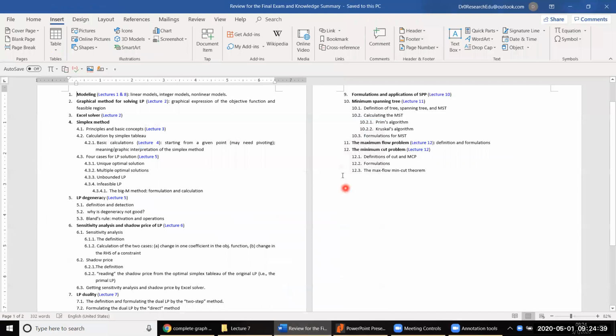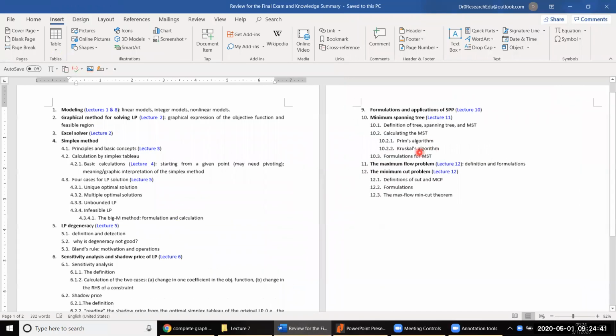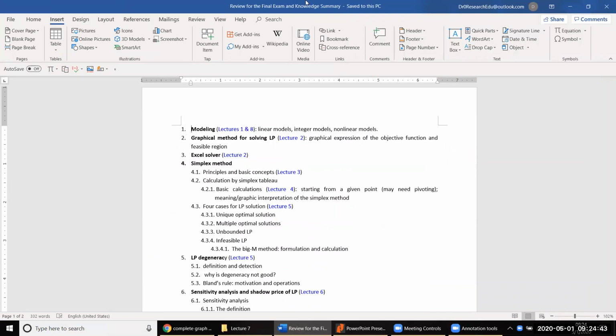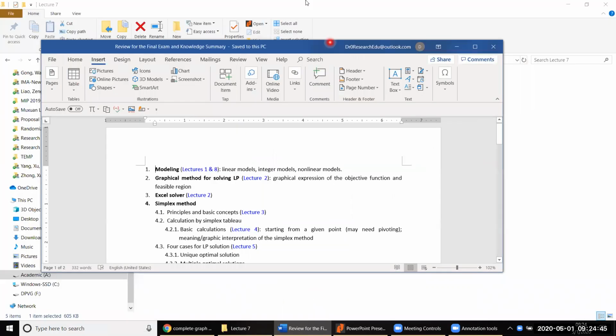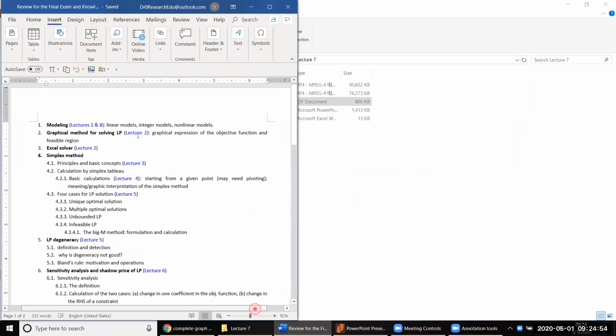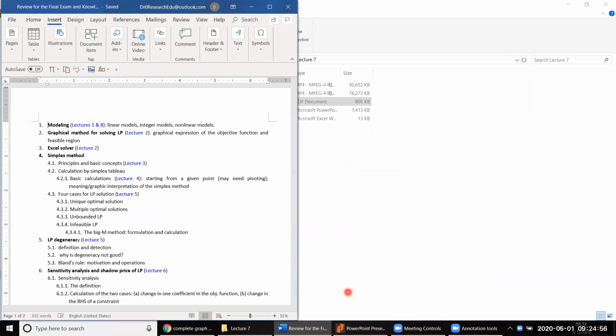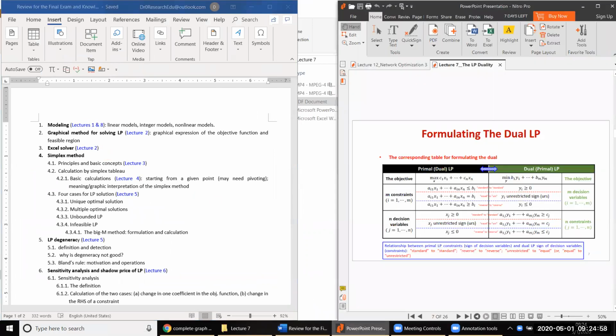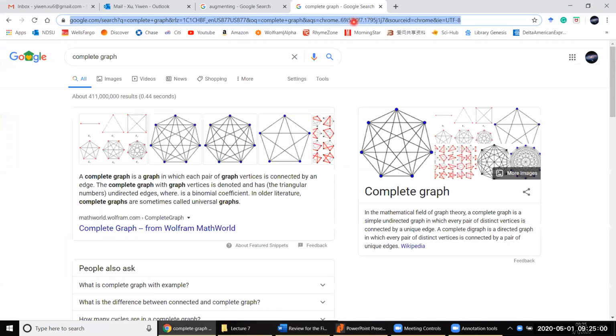Okay. Now let's have a brief review of the contents that we learned in the whole semester. Here is a summary that I wrote. I actually summarized it yesterday. I will upload this document to the Blackboard, no worry. First of all, what I want to mention is, let me go to the Blackboard.